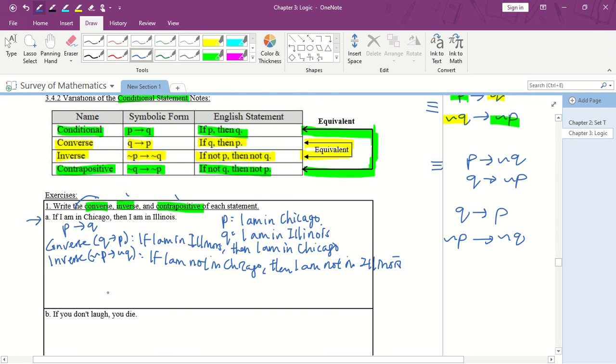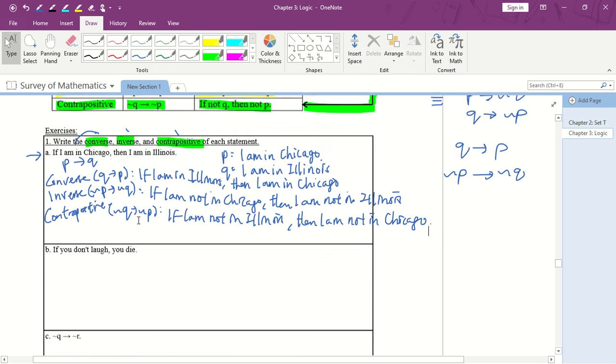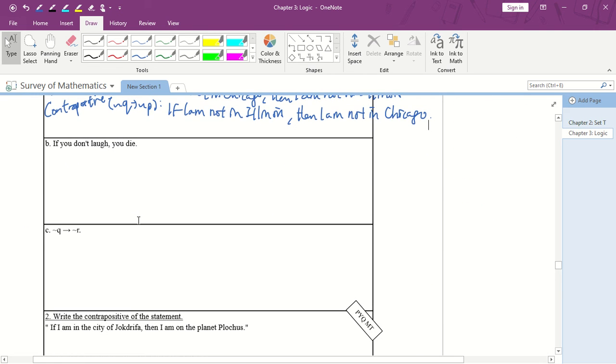Okay, and the next one, contrapositive. Remember, contrapositive is the only one that is equivalent to the original conditional statement. Negation Q to negation P. So it will be, if I am not in Illinois, then I am not in Chicago. That's it. It's kind of simple, right? We just need to switch and use it. Okay, so let's try this question.